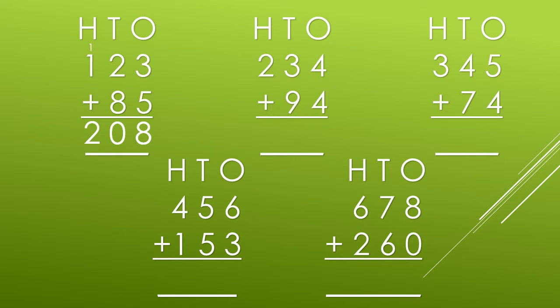Let's solve the next example. Add 234 and 94. Add the ones. 4 plus 4 equals 8. Write 8 under ones. Add the tens. 3 plus 9 equals 12. 12 tens means 100 plus 2 tens. So, write 2 under tens and carry 100 to hundreds. Now, add the hundreds. 1 plus 2 equals 3. Write 3 under hundreds. So, 328 is the answer.